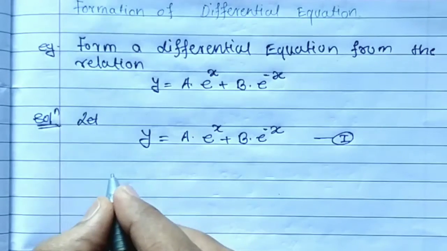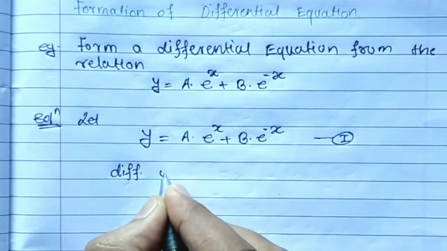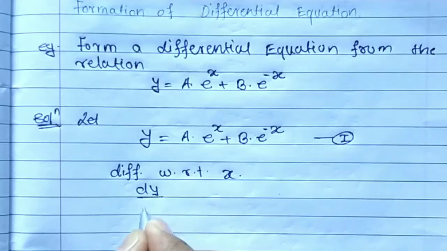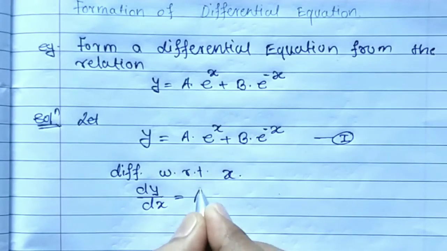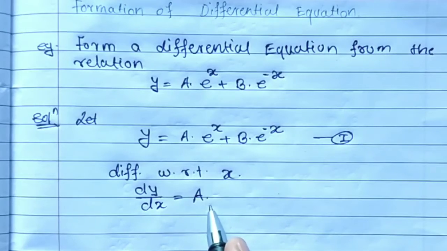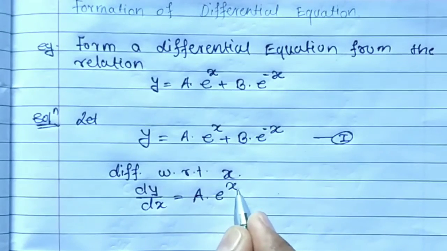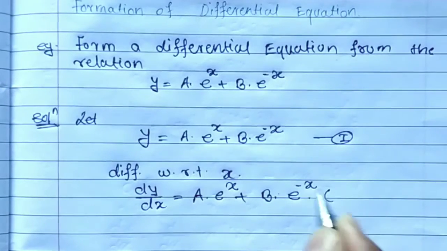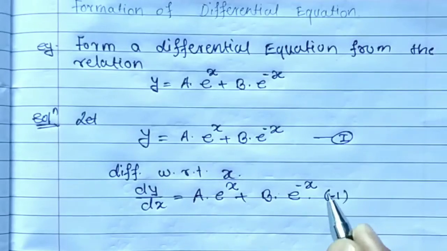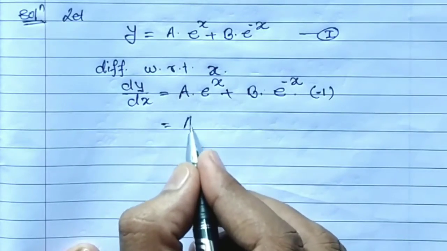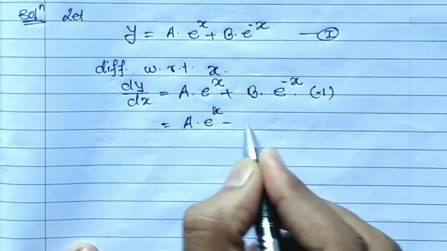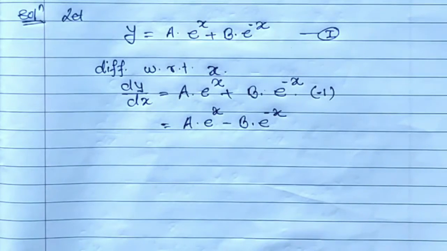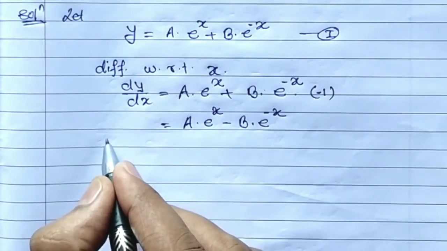First of all, we differentiate with respect to x. On the left-hand side there will be dy by dx. On the right-hand side, by using the linearity of the derivative, a is a constant and the derivative of e to the x is e to the x itself, plus b constant, the derivative of e to the power minus x is e to the power minus x, into, by the chain rule, the derivative of minus x, which is minus 1. So we get a e to the power x minus b e to the power minus x.